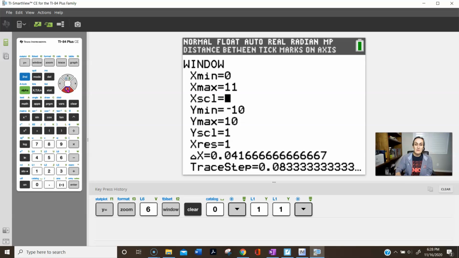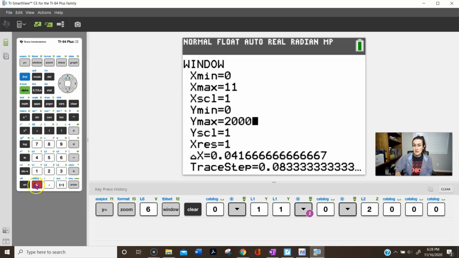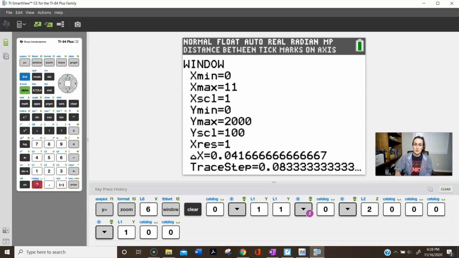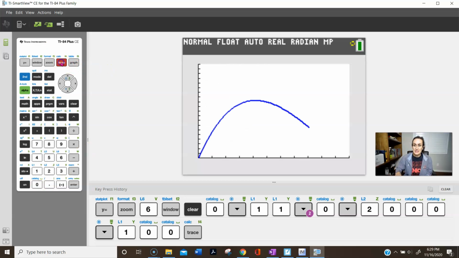And then the volume, because I'm doing length times width times height, that volume, which is what Y stands for, is going to get really big. So we might just want to go from 0 to 2,000 maybe, and count by hundreds so we don't get lots of little tick marks. And then if we hit trace, we get a very different graph, okay?